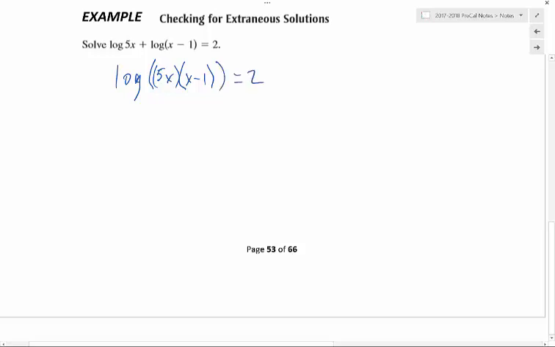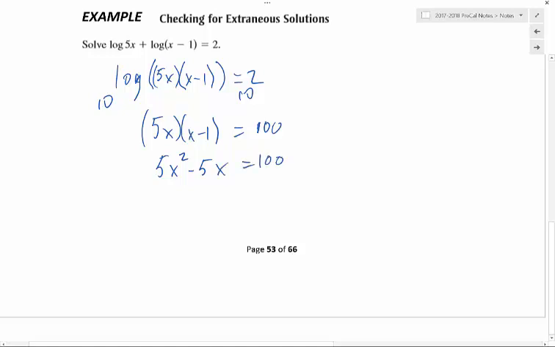I've got a base 10 here, so I'm going to raise both sides by the power of 10. So now I'll have 5x times x minus 1 equals 100. So now I'm going to multiply that through. I'll get 5x squared minus 5x equals 100.